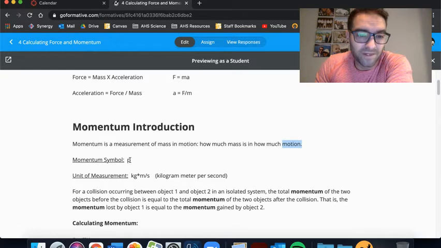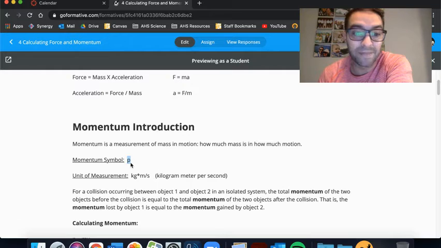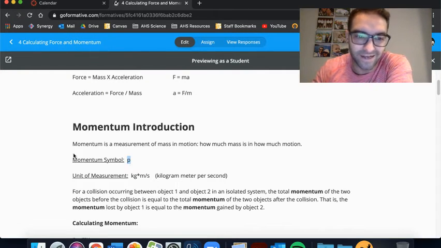The symbol for momentum is a little different. Because you can't just use m for momentum, since mass is usually represented by m. So for common equations, it is usually represented by a p. That being said, I'm going to try my best just to kind of write it out, so momentum. But if you see a p, then that should represent momentum.